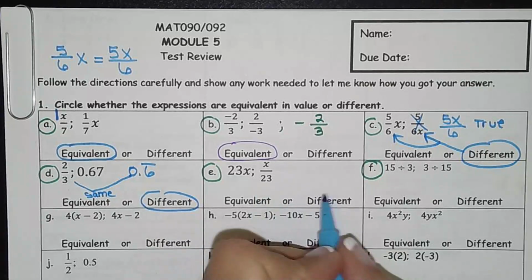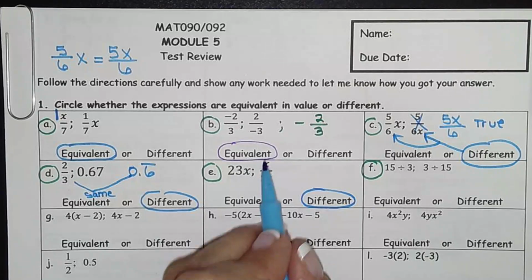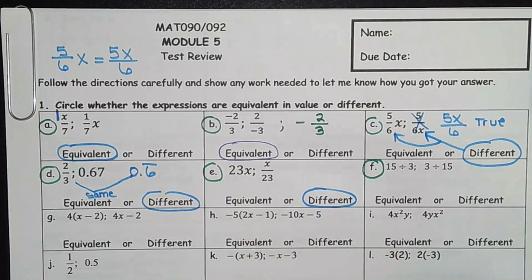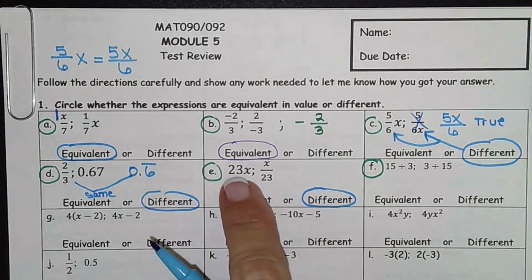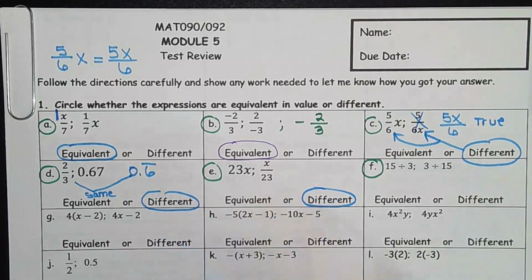And these, hopefully everybody knows that's different. 23 times a number and a number divided by 23 are not the same thing. What I do if I'm not sure is I'll put a number in. 23 times 1 is 23. 1 over 23 is not equal to 23. So anytime I'm kind of debating, I'll put a number in and see if they give me the same number. Put 2 in. 23 times 2 is 46. Is 46 equal to 2 over 23? No.